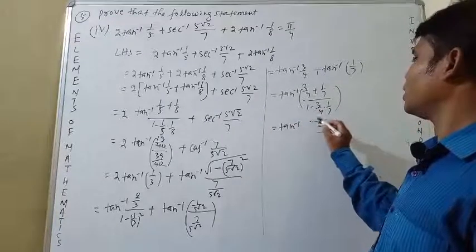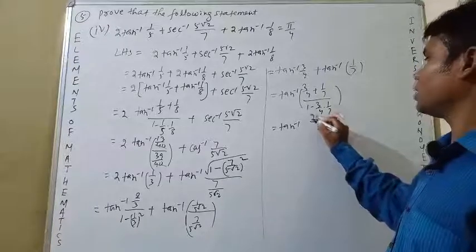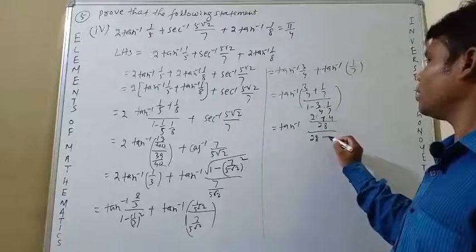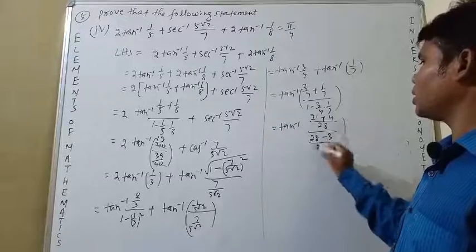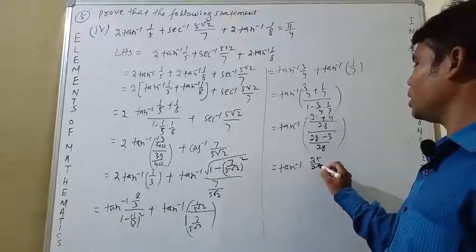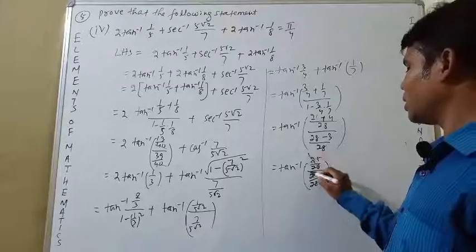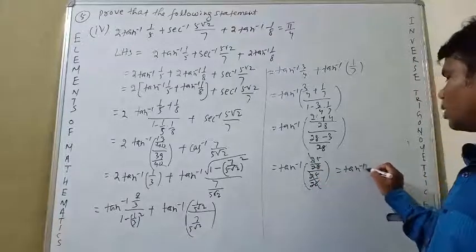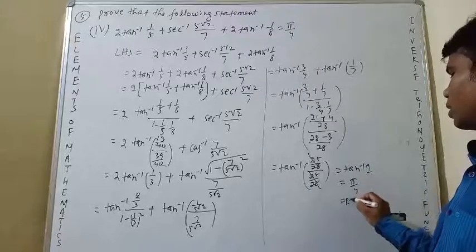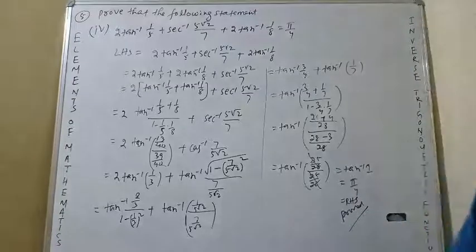This is 28. 4 into 7, this is 21 plus 4, divide 28 minus 3 by 28, is equal to tan inverse 25 by 28 divide 25 by 28. These two will cancel out, is equal to tan inverse 1, is equal to pi by 4, is equal to RHS. Proved. Pause the video, note it down.